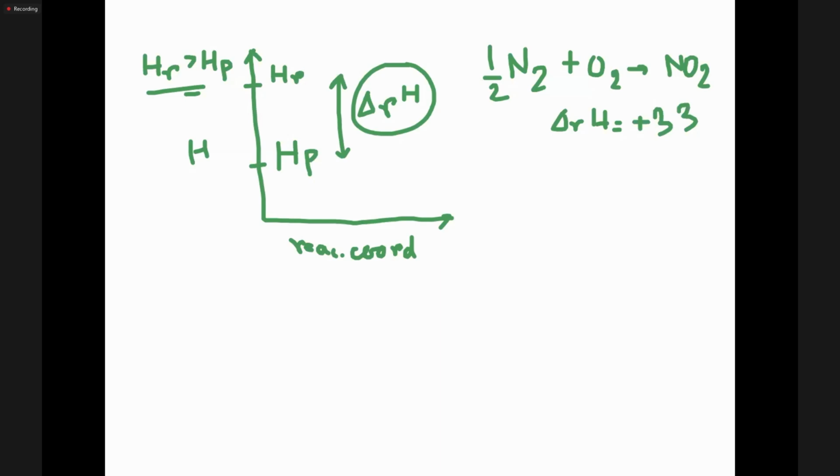Now, we also have another reaction where carbon, that is graphite, reacts with sulfur liquid to form CS2. We'll put a 2 here for balancing. The delta R H value in this case is plus 128.5 kilojoule per mole.